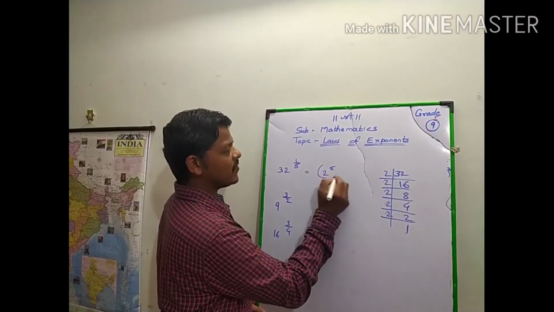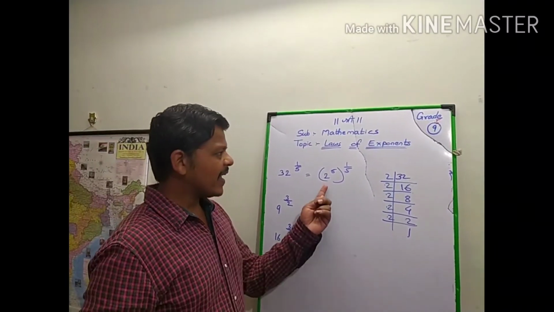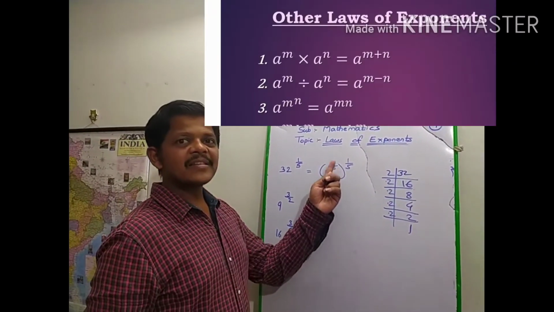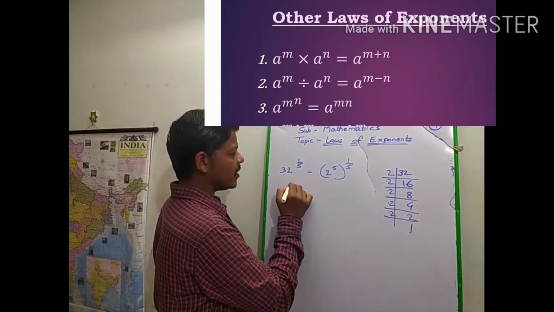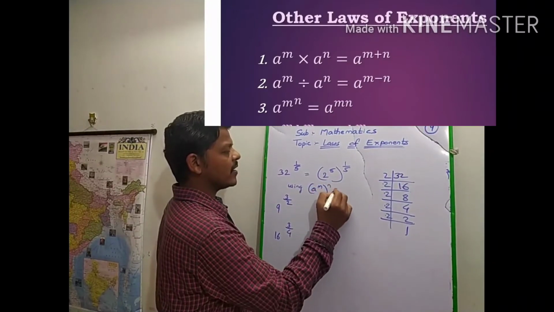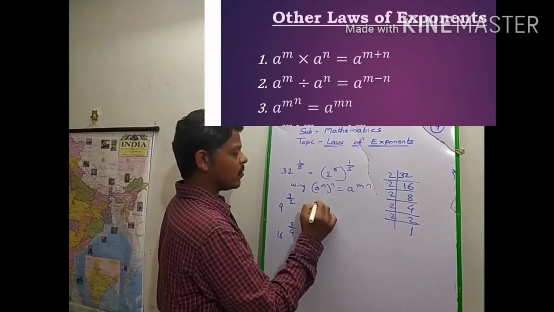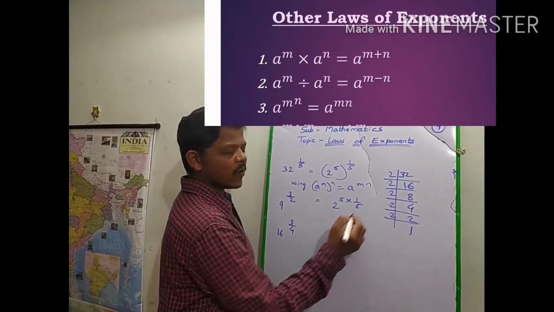So this was what actually? 2 raised to 5, raised to 1 upon 5. And you know that a raised to m raised to n is a raised to mn. So using a raised to m raised to n is a raised to mn, what are you going to get? 2 raised to 5 into 1 upon 5.